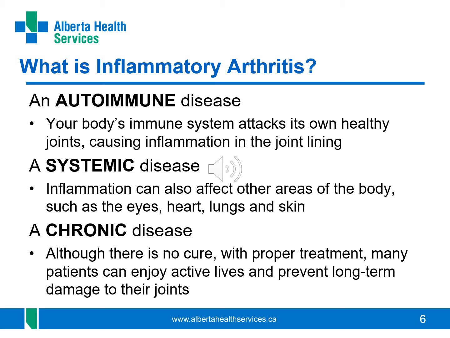An autoimmune disease occurs when your body's immune system attacks its own healthy joints, causing inflammation in the joint lining. A systemic disease refers to inflammation that affects other areas of the body, including eyes, heart, lungs, and skin. A chronic disease is when there is no cure, but with proper treatment, many patients can enjoy active lives and prevent long-term damage to their joints.